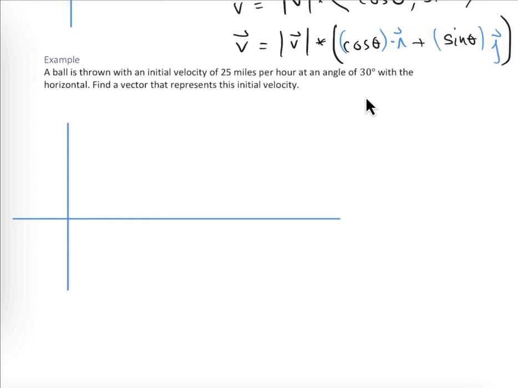So let's look at a quick example here. A ball is thrown with an initial velocity of 25 miles per hour and an angle of 30 degrees.